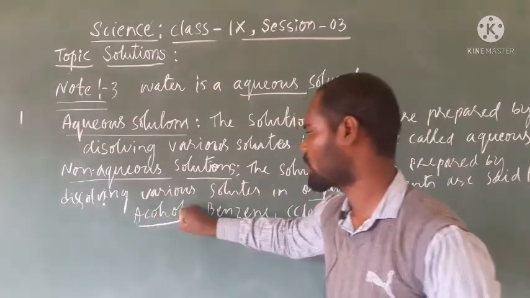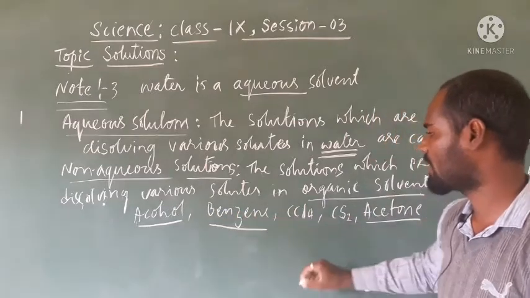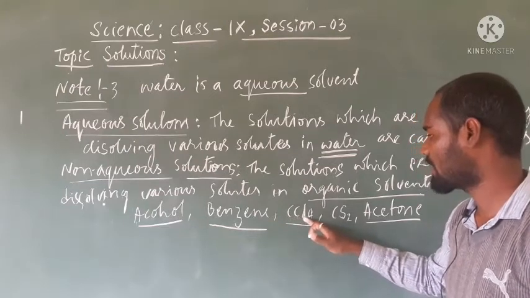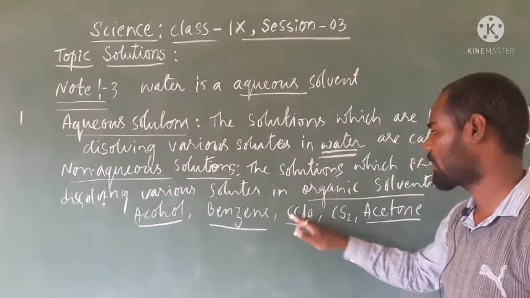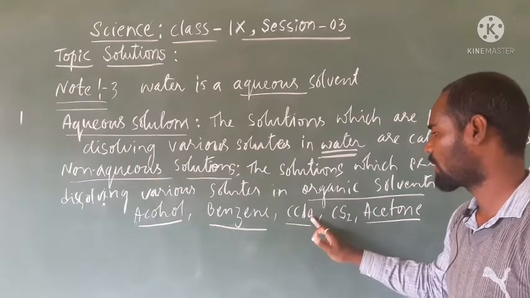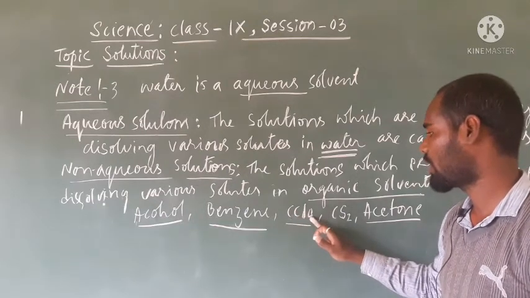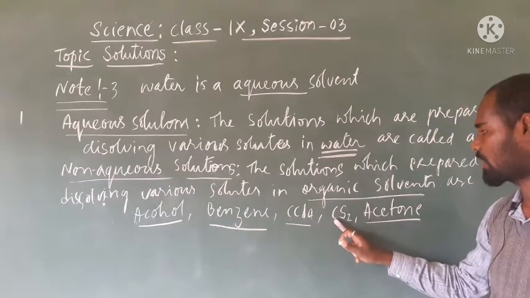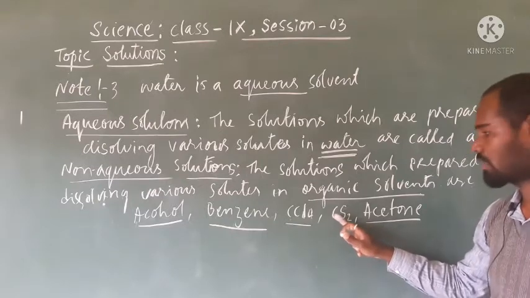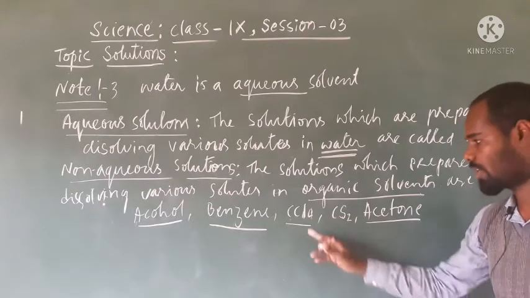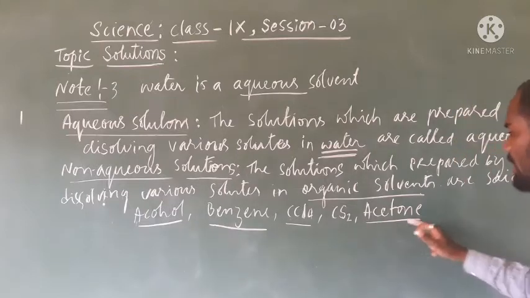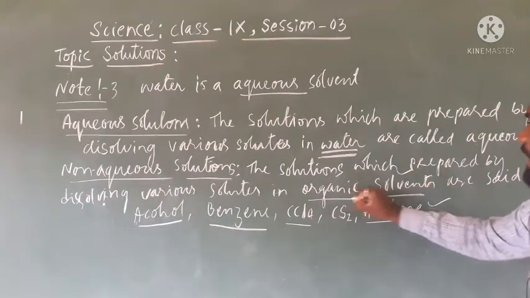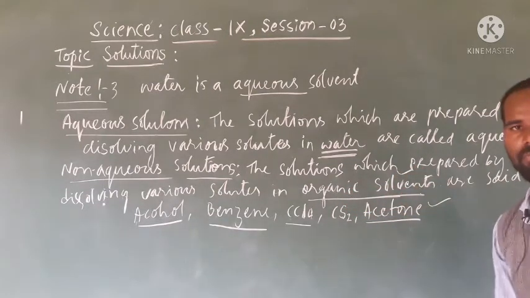See, alcohol is also one of the organic solvents. Benzene is also a solvent. Carbon tetrachloride: C for carbon and Cl for chloride. See how many chlorides are there? 4. Therefore, it is tetrachloride. CS2: carbon and di, 2 sulfide. Therefore, it is carbon disulfide. Just the molecular formula I have written. And acetone are the organic solvents, children. Most important point.